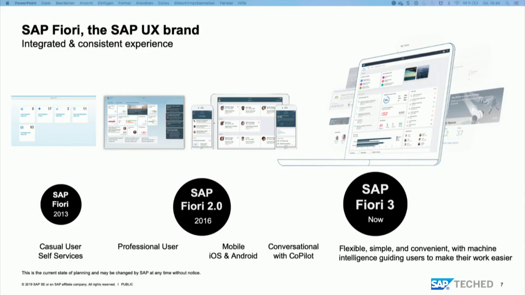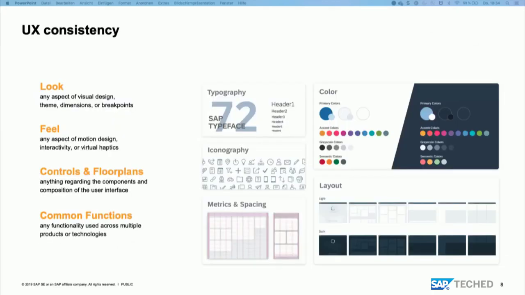So Fiori 3 is now a result, a new design, an evolvement of the SAP Fiori design concept to cover exactly these consistency aspects, first and foremost. So the consistency really is about the look, things like colors, typography, it's icons, it's something like metrics and spacing, positioning of elements on the page.